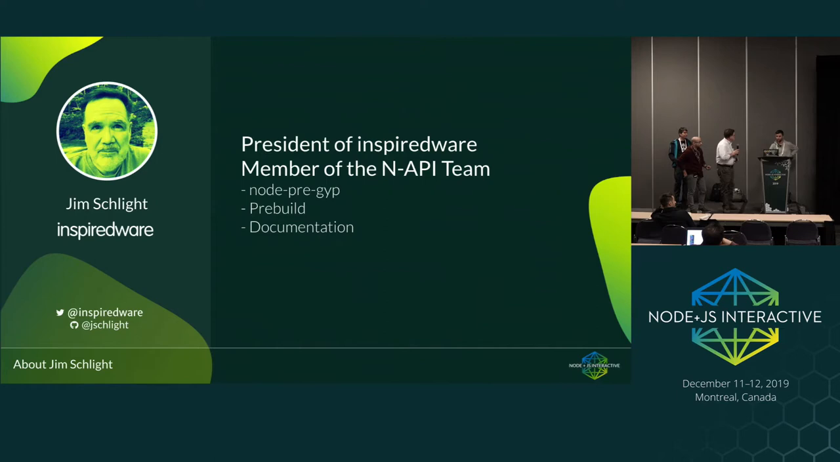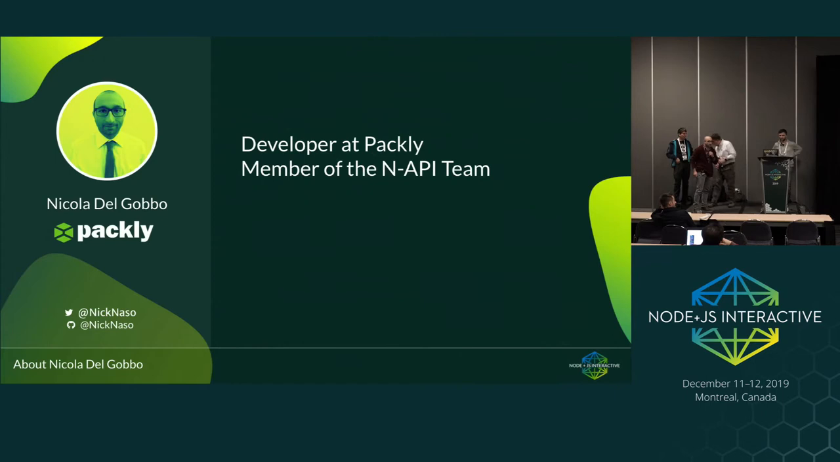Hi, everybody. Thank you for being here. My name is Nicola Del Gobbo. I work as a developer at Pacri, a small company in the south of Italy. For the most part of the time, I take care of implementing backend systems. And to do that, I use a lot of Node.js, JavaScript, and sometimes C or C++. In my spare time, I try to give my contribution to open source projects, and I'm part of the N-API team. Recently, I started working on the possibility to write native add-ons for Node.js using a programming language different from C and C++. And that's it, in very short terms.